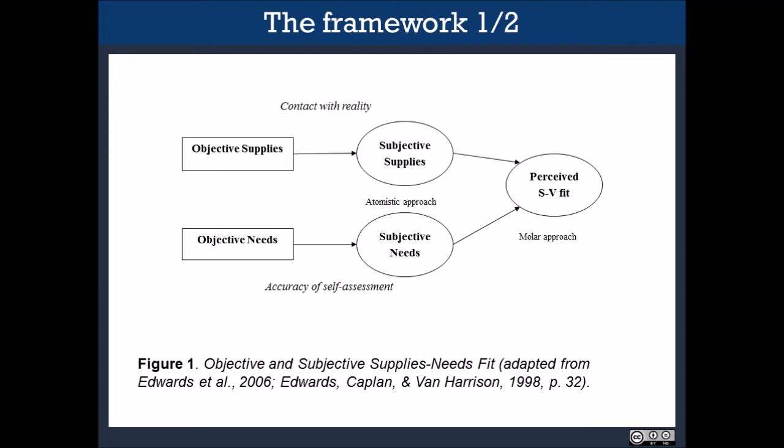So this is how I intend to use person environment fit theories to answer the research question and the industry problem. So I start from this diagram, you're probably aware of it, distinguishing between objective supply and needs, subjective supply and needs, and perceived fit.